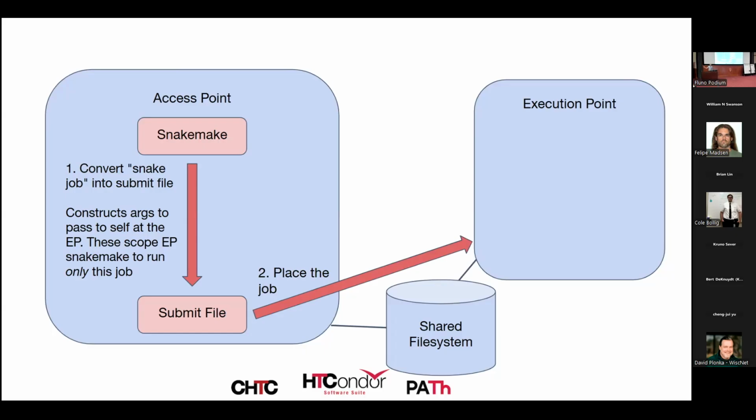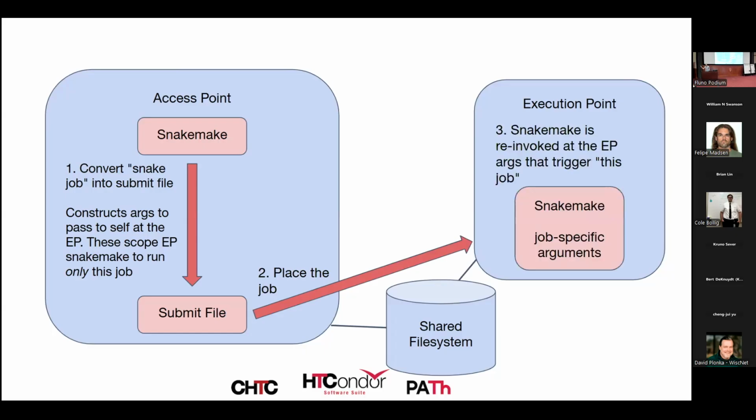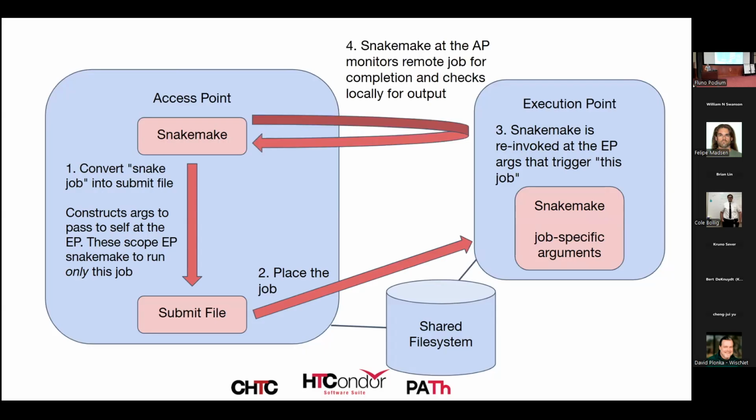So it creates the submit file, it places the job, some magic happens, an execution point shows up, and Snakemake at the EP is reinvoked with this specific set of flags that then runs just this one unit of work. In the meantime, Snakemake back at the access point is sitting there and it's watching this job. It knows what its job ID is. It's able to monitor it, keep track of it. It detects if the job has any issues, if it goes on hold, and it gives you some kind of warning then at the access point.